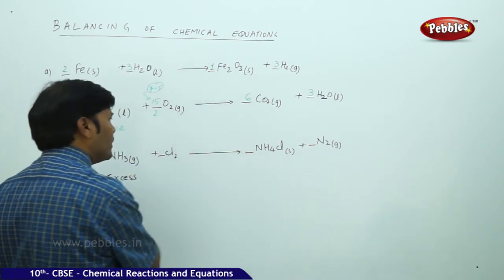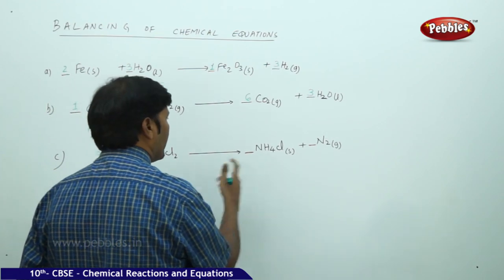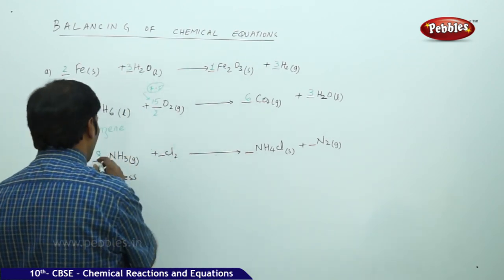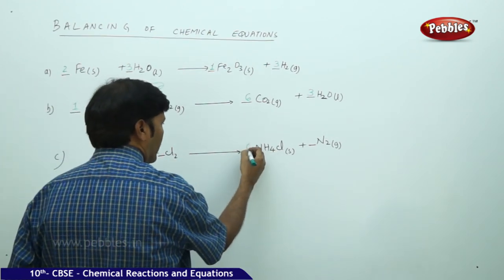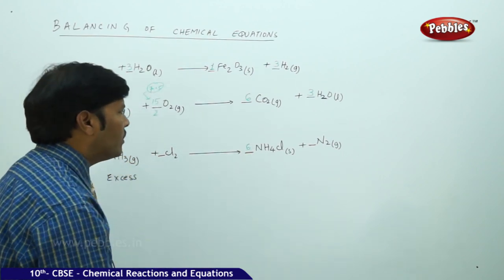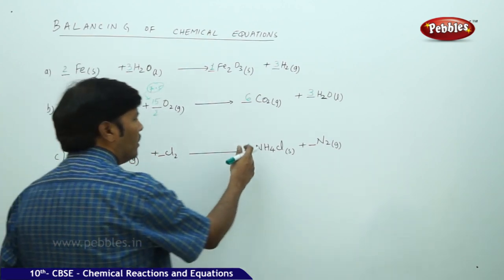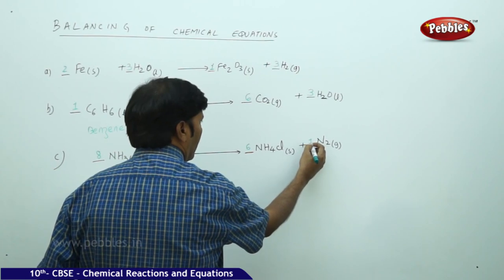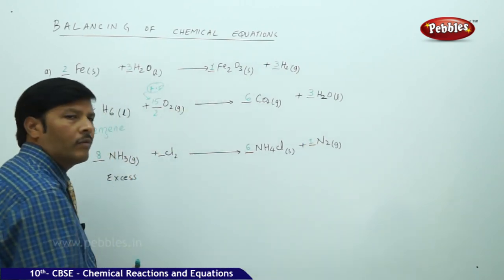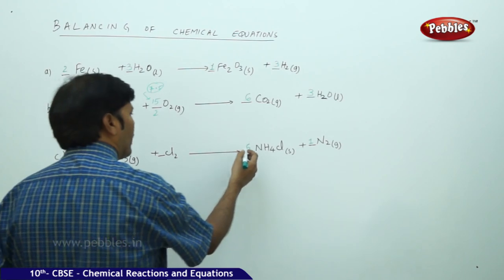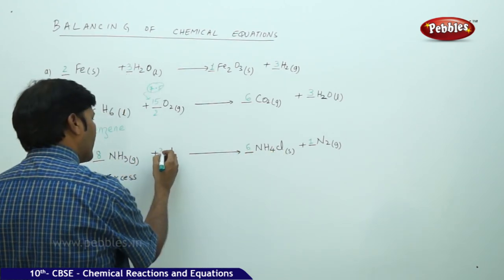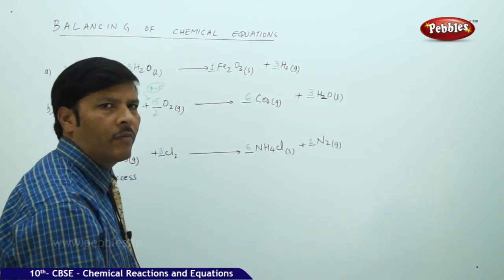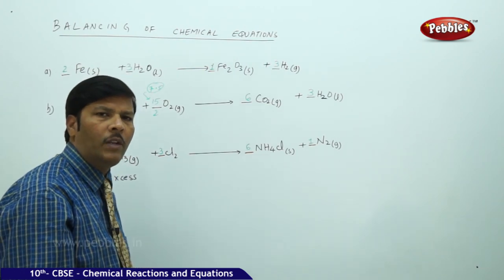So 8 nitrogens means what I'm going to do here is, I think I can take over here, because 24 hydrogens means you have 4. So I'm marking here 6. By marking 6, you're not only balancing the number of hydrogens, you're also balancing the number of nitrogens. Only thing is that you have to balance the number of chlorines. So mark it here as 3. This is one way of balancing the chemical equation.